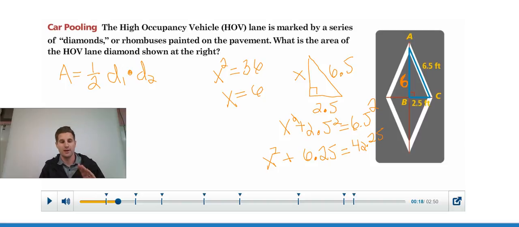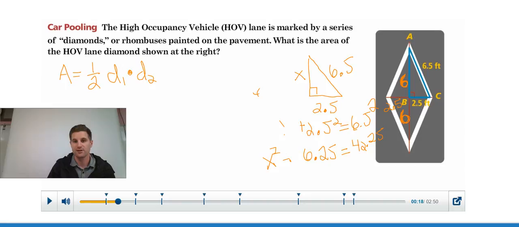Okay. Now in a rhombus, these segments are going to be congruent. So if this is 6, we know that this is 6 because diagonals bisect each other. So that's 6, and then this is 2.5 as well. Okay. So let's give ourselves a little bit of space. So I'm going to go ahead and erase this portion here. So hopefully you guys wrote that down. So let's erase that.